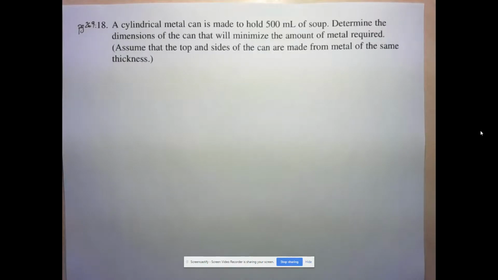Hi folks, we're going to take a look at page 269, number 18. Here they give us a cylindrical can and the volume of 500 milliliters that it has to hold, and it asks us to determine the dimensions that will minimize the amount of metal used. They tell us to assume that the sides, top and bottom are all the same type of metal, same thickness. Okay, so let me start with the diagram here.